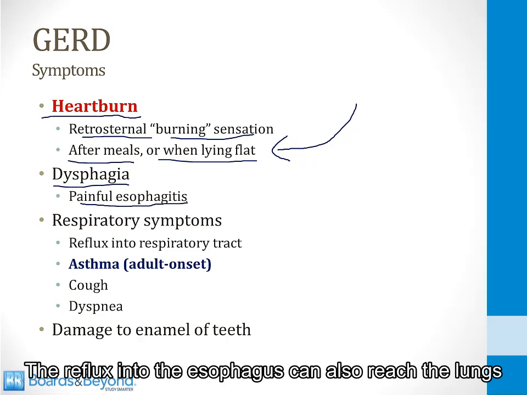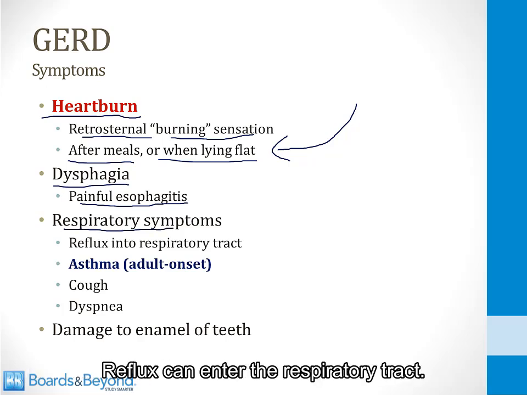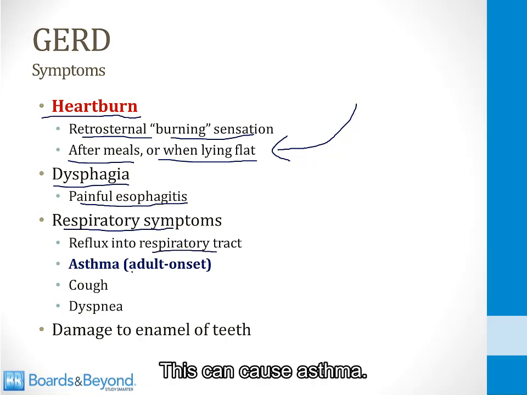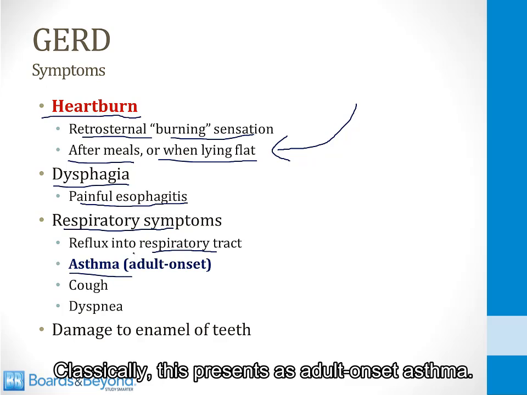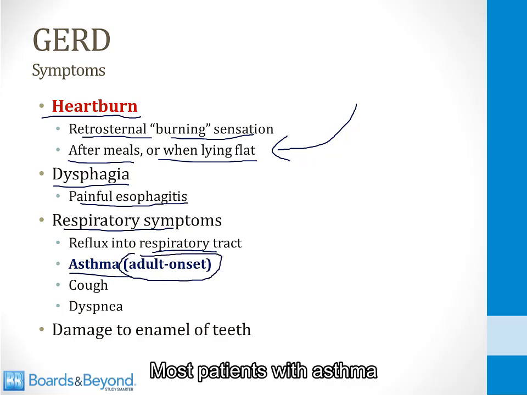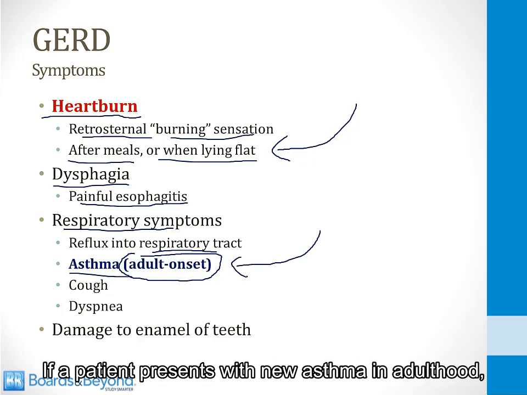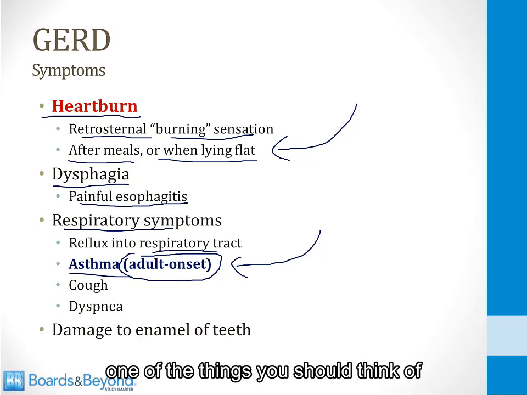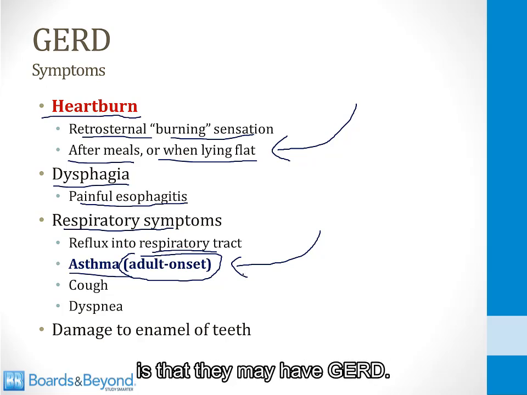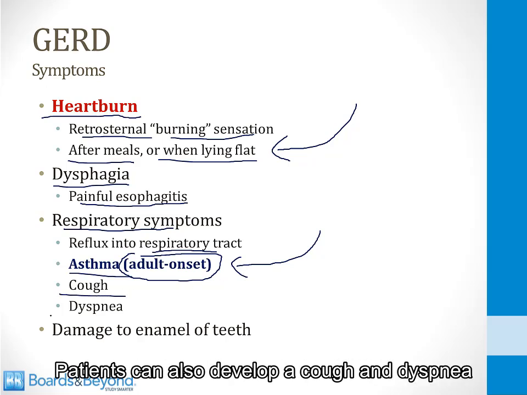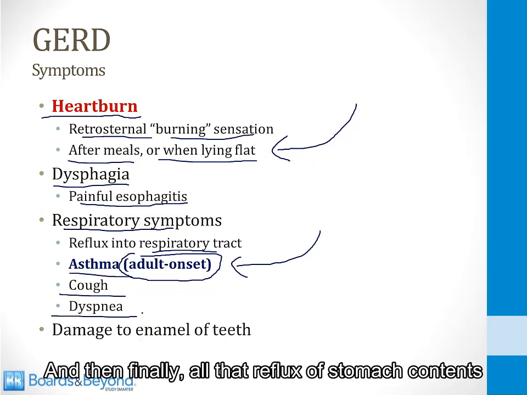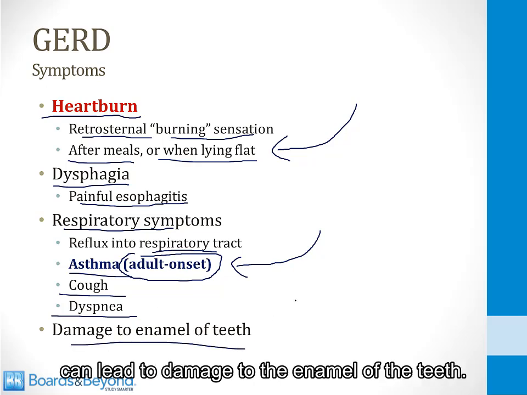The reflux into the esophagus can also reach the lungs and cause respiratory symptoms. Reflux can enter the respiratory tract. This can cause asthma. Classically, this presents as adult onset asthma. Most patients with asthma have symptoms that begin in childhood. If a patient presents with new asthma in adulthood, one of the things you should think of is that they may have GERD. Patients can also develop a cough and dyspnea related to GERD. And then finally, all that reflux of stomach contents can lead to damage to the enamel of the teeth.